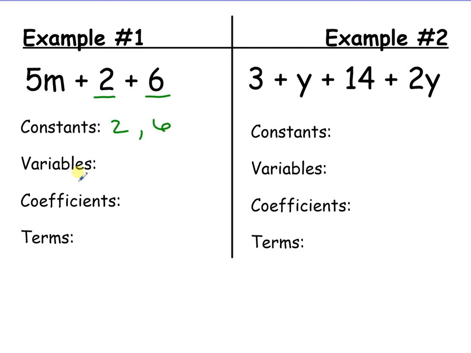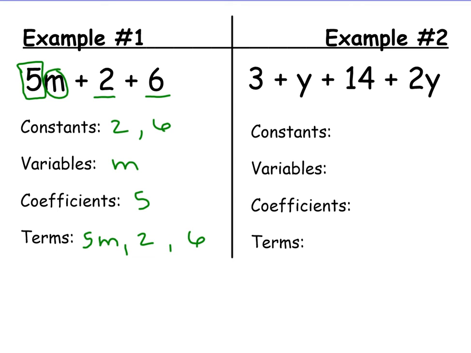Now we're going to look for our variable. Remember, our variable is a letter, and here's our variable. In this case, our variable is m. Next, we're going to look for our coefficient. Our coefficient, that's the number in front of the variable, and we have that right here. In front of the m, that is the number 5. And last but not least, we're going to look for terms. Remember, terms are the different pieces of the puzzle that make up the expression. So the first term that we have is 5m. The second term that we have is 2. And the last term that we have is 6.